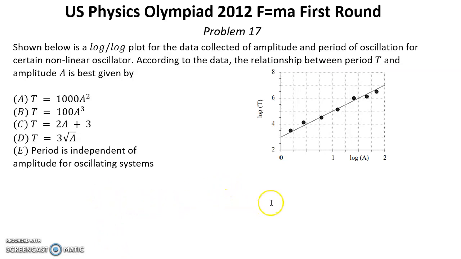Solution. If we look at this graph, log-log, we can write an equation corresponding to this graph. The slope for this graph is 2, and for log A equal 0, log T equals 3. So it means that this equation must look like this: log T equals 3 plus 2 times log A. Now let's put 10 to the power of both of these expressions. So we have T equals 1000 A squared, which is answer A.